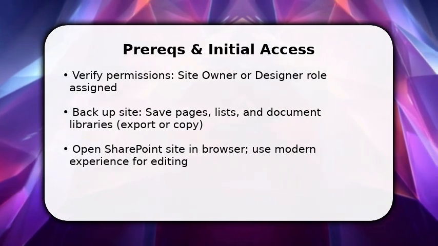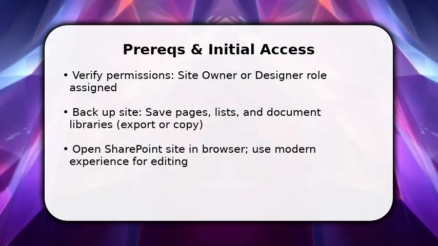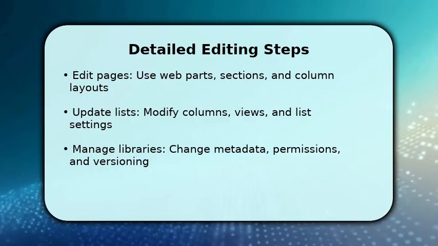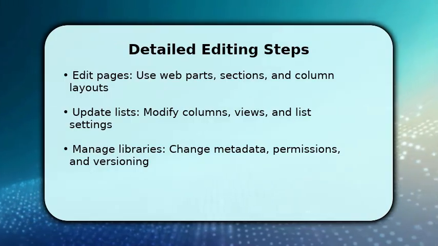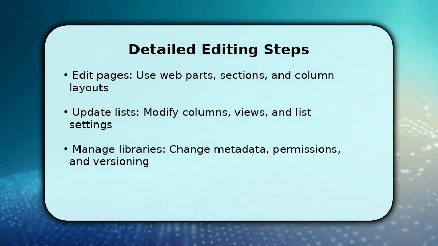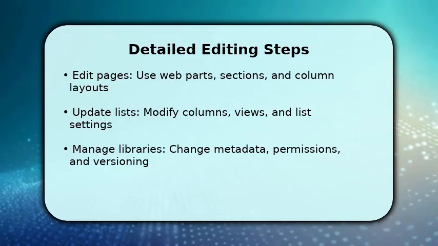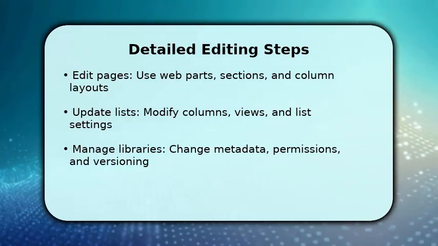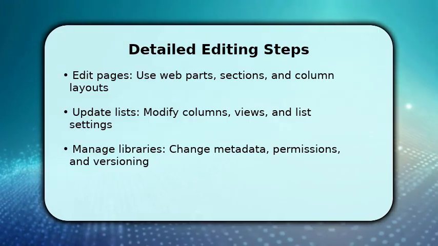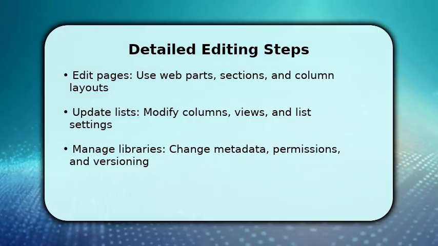Now execute the core changes. Edit the page, add or configure web parts, and adjust section columns to match content hierarchy. When updating lists, edit columns, set required fields, and update views to filter relevant records. This improves usability. For document libraries, apply or update metadata, set required versioning, and confirm unique permissions for sensitive folders.